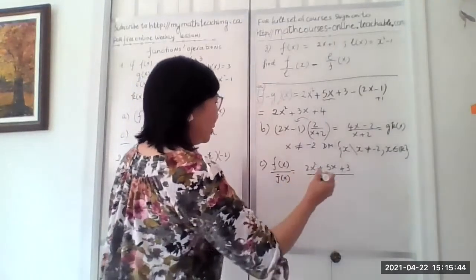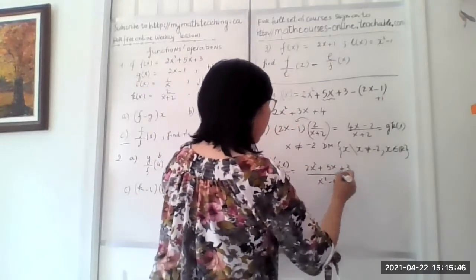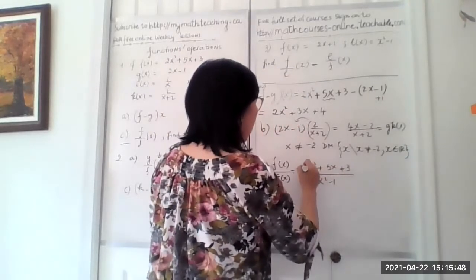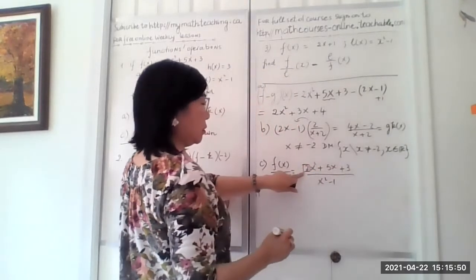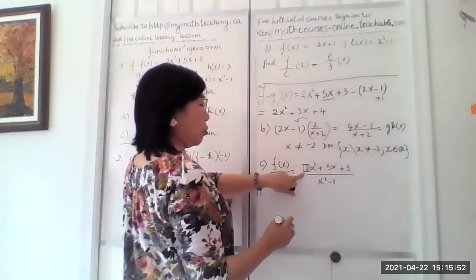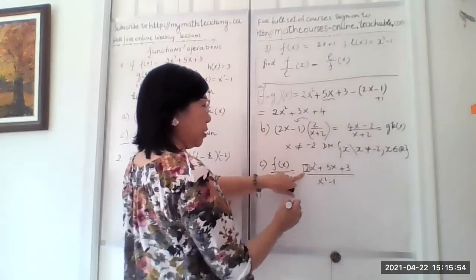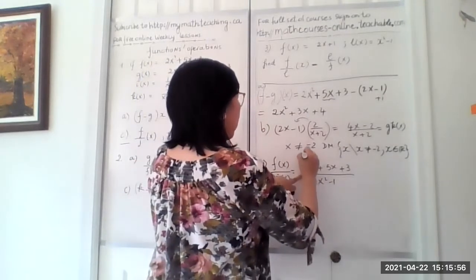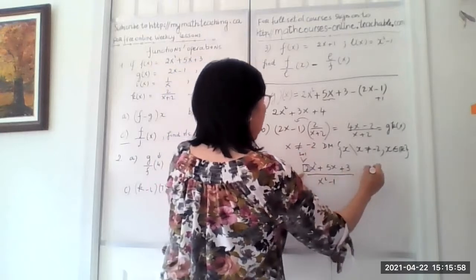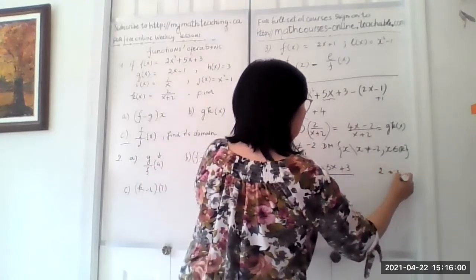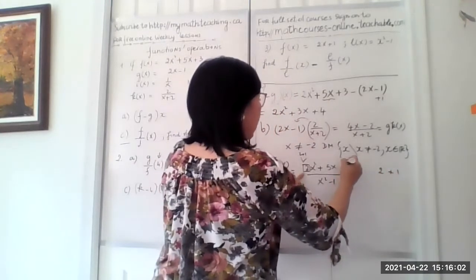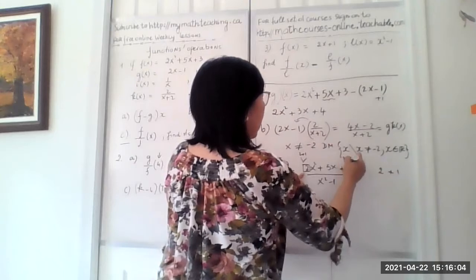So I'm going to factor this. The way I factor, I'm going to split the leading coefficient, the coefficient of the highest degree. This I split into 2 times 1, so I put on the side 2 times 1. And the second one is 3 times 1.